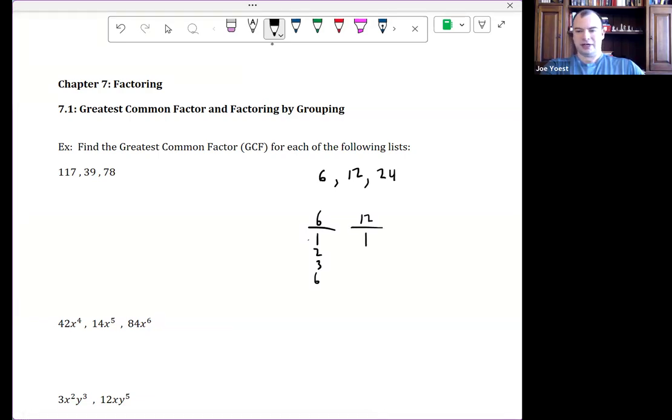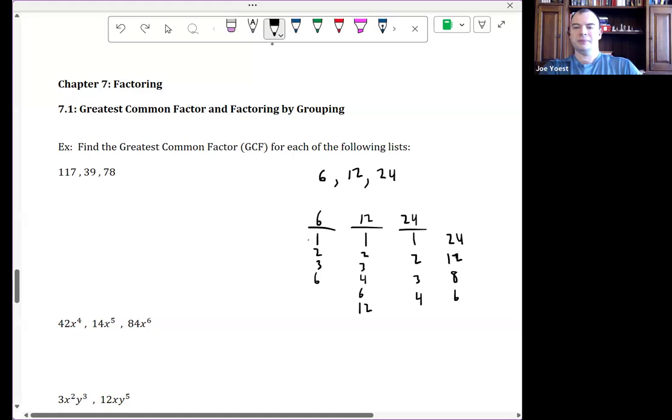Similarly with 12, 1 is always a factor. 12 is 1 times 12, or 2 times 6, or 3 times 4. And 24, it's going to have a bunch of factors. I might actually write it this way: 1 times 24, 2 times 12, 3 times 8, 4 times 6. 5 doesn't divide evenly into 24, and if I get up to 6, well, when I start counting up from 6, I'm kind of repeating these other factors, 6, 8, 12, 24.